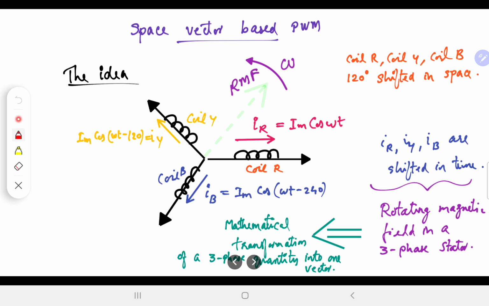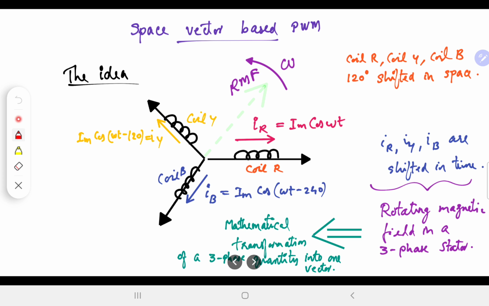Now we look at the alternate scheme for the modulation of three-phase voltage source inverters, which we are discussing. The idea is what we call space vector based pulse width modulation. The idea or the philosophy behind this is the following.